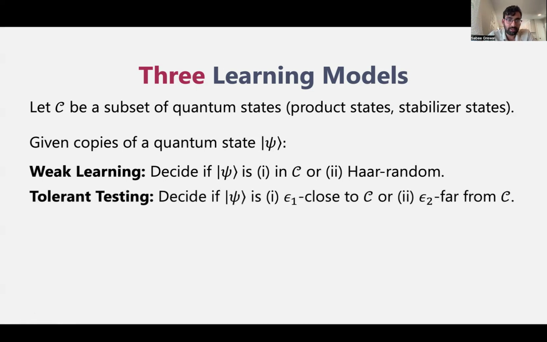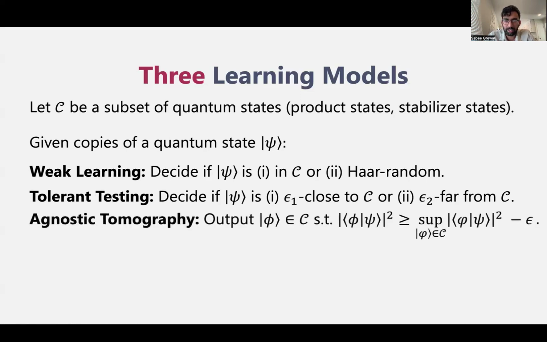The next model is tolerant testing, where we need to decide if psi is epsilon 1 close to some state in our subset or it's epsilon 2 far from all states in our subset. And the notion of distance here can be fidelity or trace distance or some other distance measure.